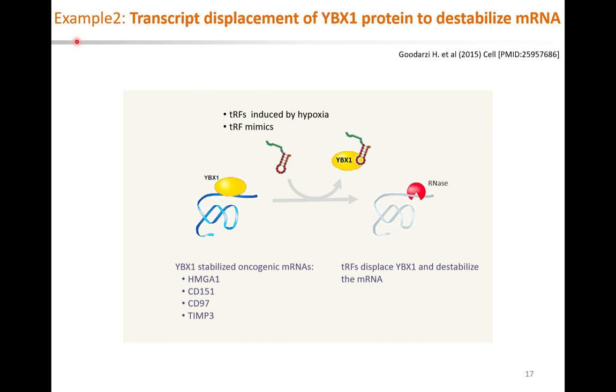In another example of transcript displacement model, TIFs derived from glutamic acid, asparagine, glycine, and tyrosine tRNAs are induced by hypoxia and can bind and displace YBX1 protein from the 3' UTR of multiple oncogenic transcripts in breast cancer cells. Without YBX1, the oncogenic mRNAs HMGA1, CD151, CD97, and TIM3 are destabilized and quickly degraded. The net effect is TRFs being tumor suppressors.